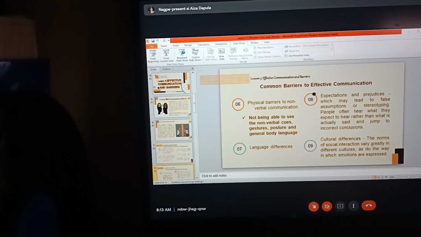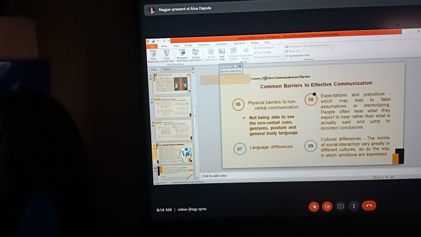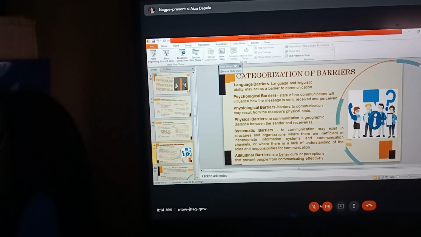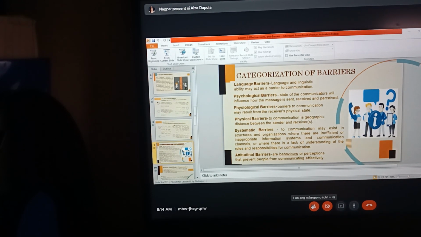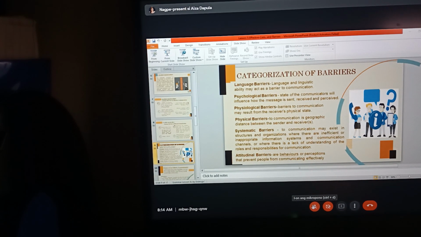Okay, let's go to the next one. The categorization of the barriers. Actually, those 9 common barriers are categorized into these 6 barriers. The language barriers: the language differences, and then the jargon, the slang, and the different abbreviations fall into this category, language barriers. Okay, that's it. Then psychological barriers. Anyone knows what psychological or psychology is?